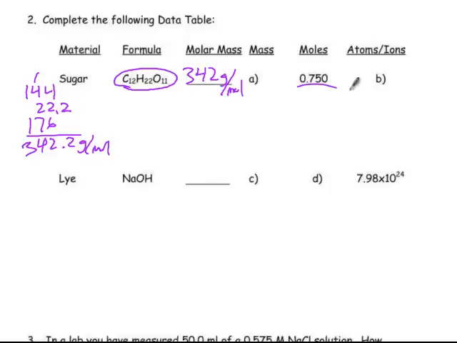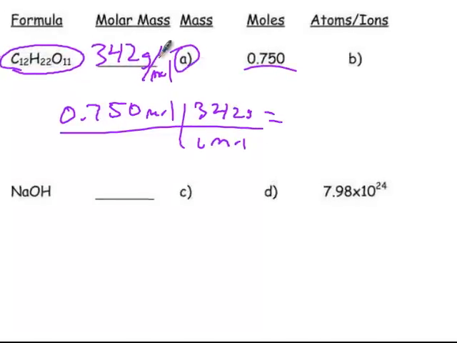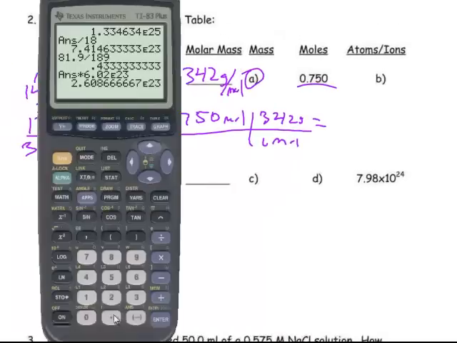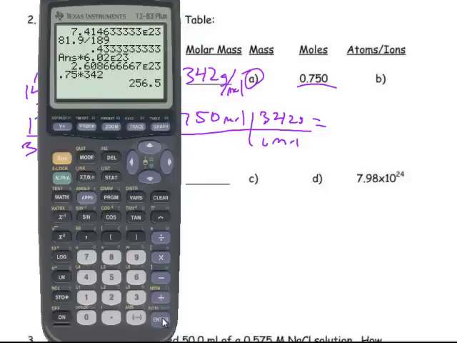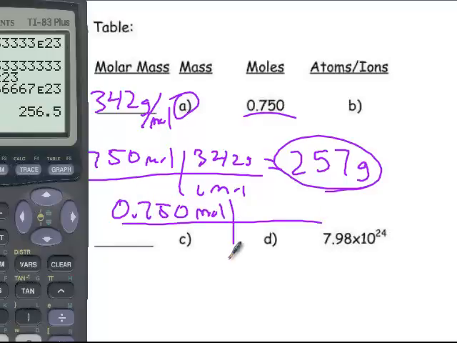We're given moles. So 0.70 moles. 1 mole is 342 grams. That's going to give me the mass. So 0.75 times 342 is 257 grams. So there's A. Now B, I have moles. Now notice I skipped this column.